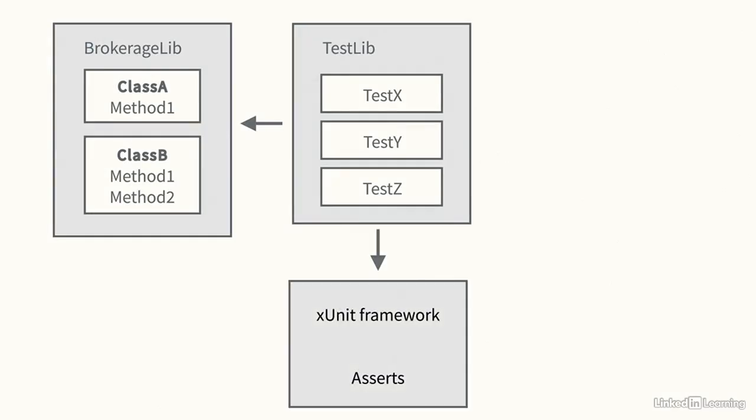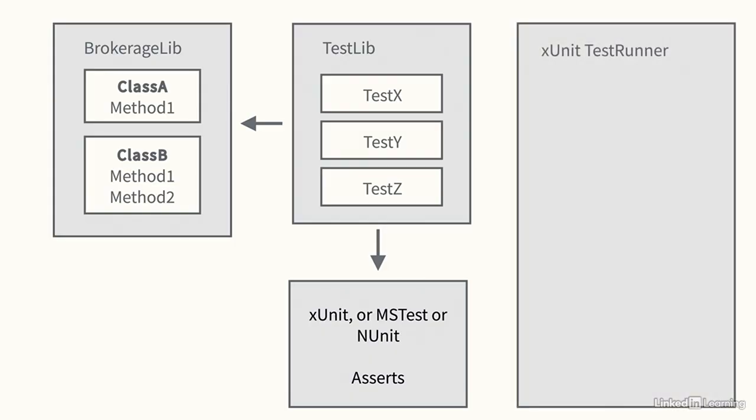Back to our example. The test lib has a reference to a unit test framework. In the .NET world, this might be xUnit or NUnit or MSTest. This test framework provides a selection of types and methods that simplify writing test code. Each unit testing framework has a dedicated test runner, the app that is responsible for running the test and returning the results. To review, we are responsible for creating the application code in the brokerage lib and the test code in test lib. Someone else creates the unit test framework and the test runner. We're leveraging them to automate our tests.